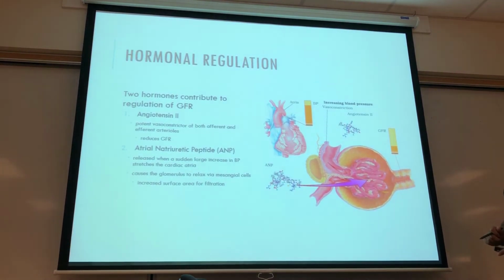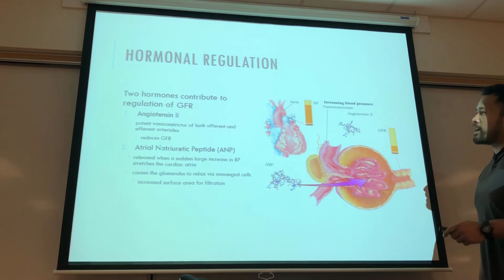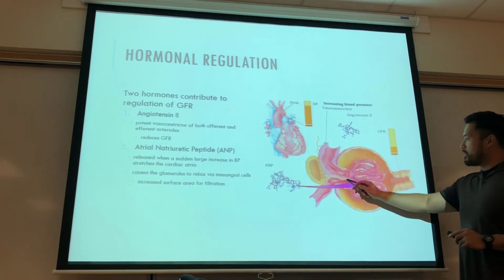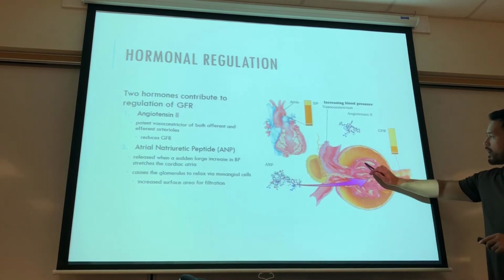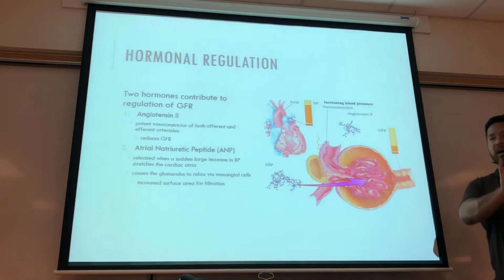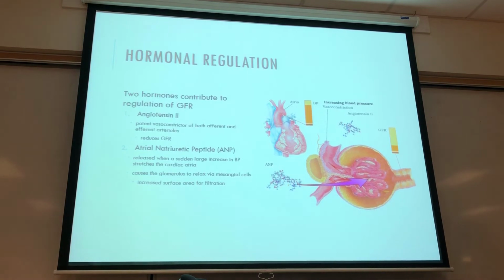Atrial natriuretic peptide, remember again, when blood flows through the atria of the heart, is going to release ANP. So ANP comes out and causes relaxation. Where does ANP take effect? And I did talk about ANP as being a potent vasodilator. It specifically works on the mesangial cells. And again, the mesangial cells are present in between the capillaries. So that's going to increase the surface area. It's going to open up as much of the capillaries as possible to increase the filtration rate. So this raises the GFR.